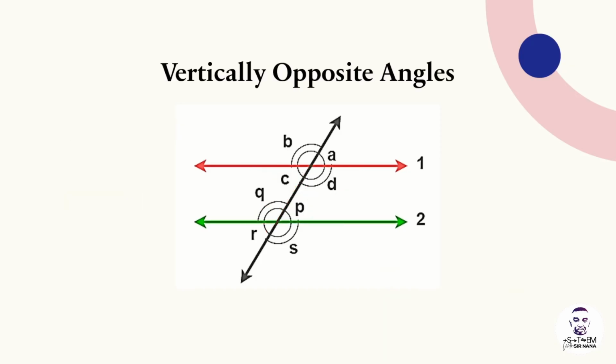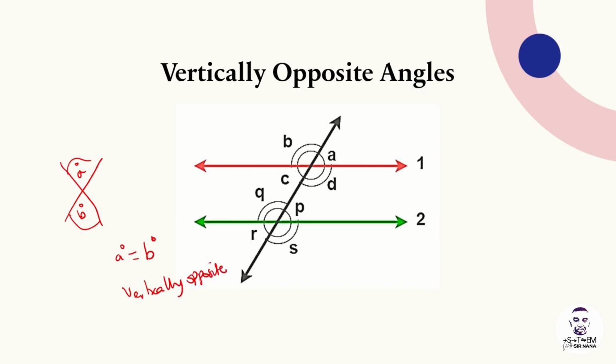Now let's consider vertically opposite angles. So for instance, if you have angles at a point, the vertically opposite angles are opposite to each other. So for instance, if this is A degrees and this is B degrees, they are opposite to each other. So we say A degrees is equal to B degrees. The reason is that they are vertically opposite.